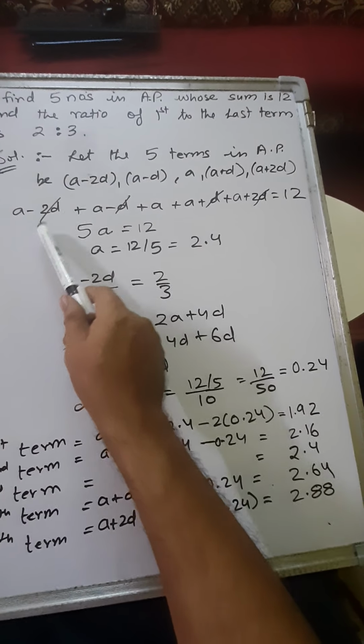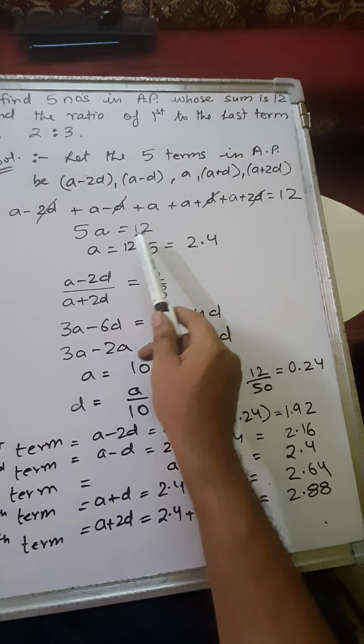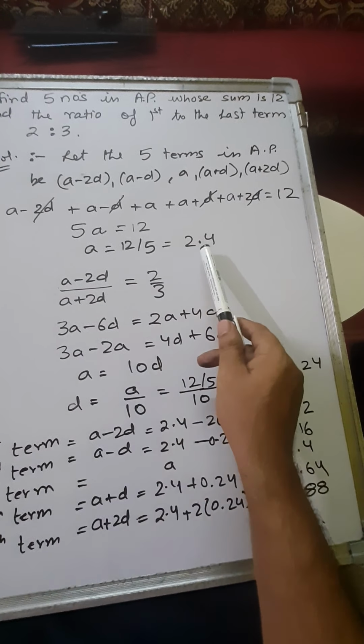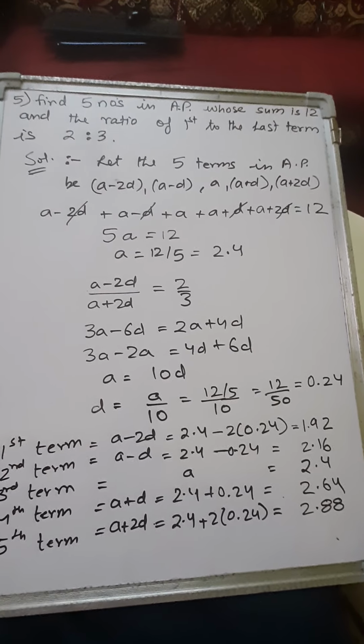How many A's are we having? 1, 2, 3, 4, 5. So we'll get 5A equals 12. A equals 12 by 5, which is 2.4. So we got the value of the first term, A.